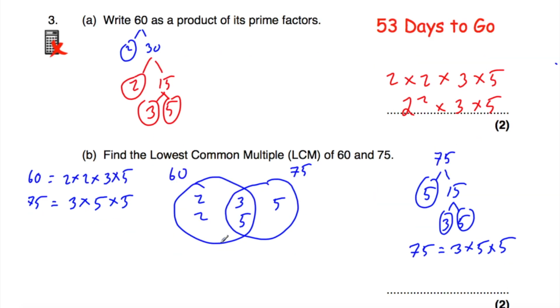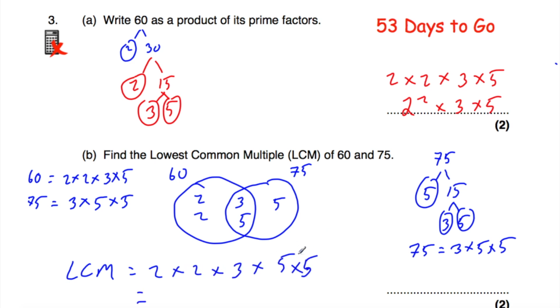Now this is fantastic because we can now use this to find the highest common factor and the lowest common multiple. In terms of the highest common factor, we would multiply the numbers in the middle. So the highest common factor would be 3 times 5, which is 15. So the highest common factor of these two numbers is 15. In terms of the lowest common multiple, we're going to times all these numbers together. So we're going to do 2 times 2 times 3 times 5 times 5.